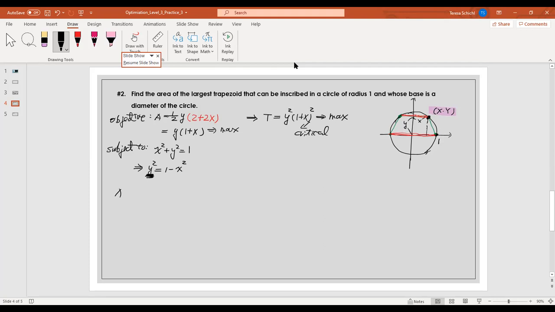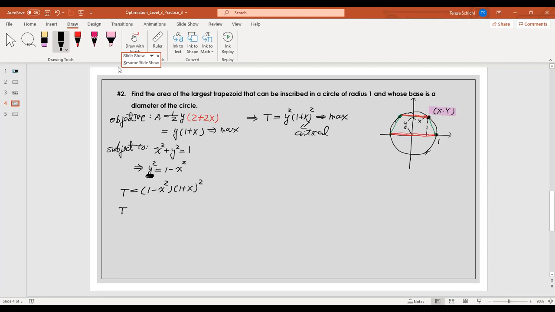Okay, so now let's substitute the t here. Let's take a look at t, right? So t is equal to y squared, so I can replace it with 1 minus x squared. Then this is (1 plus x), the whole thing squared, right? So when you take the derivative and later set it equal to 0, this one will be easier, because I know if I maximize t, it's the same as maximizing the area, right?